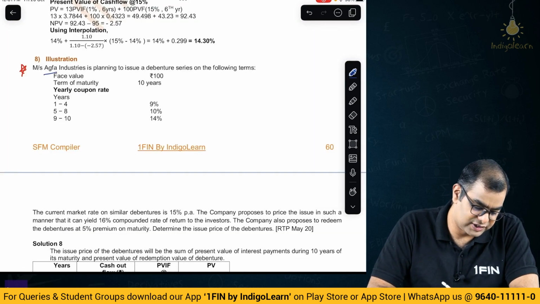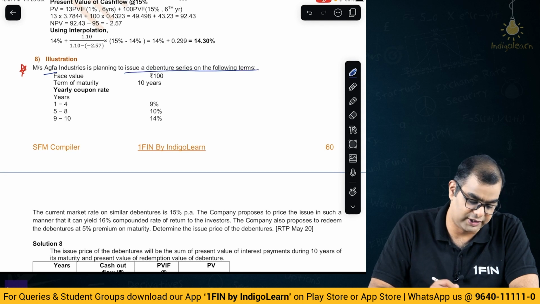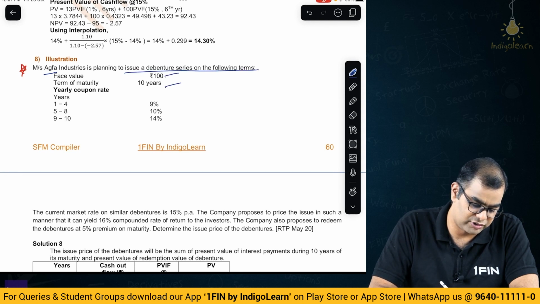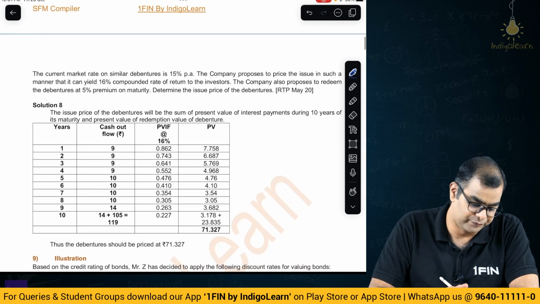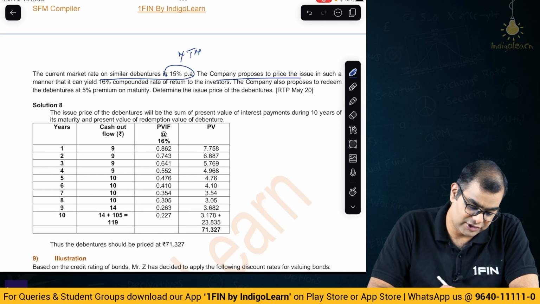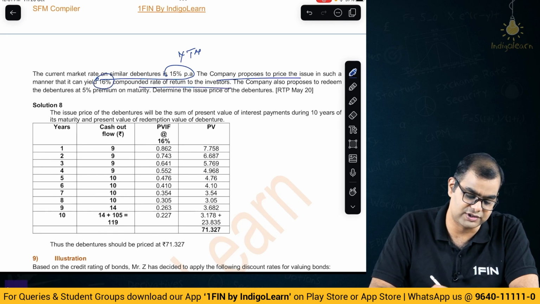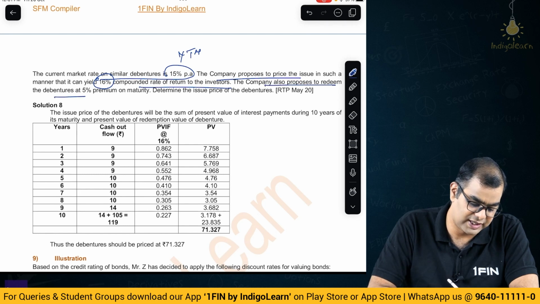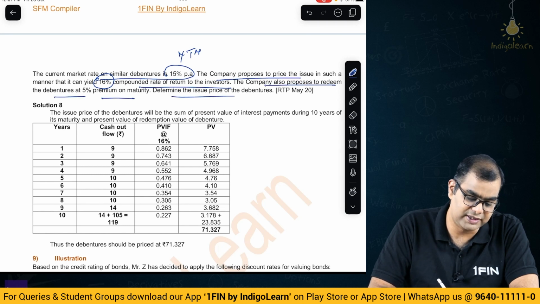Ms. Agfa Industries is planning to issue a debenture series on the following terms. Face value 100, maturity is 10 years, yearly coupon rate first 4 years 9%, next 3 years is 10%, last 2 years 14%. The current market rate on similar debentures is 15. So, why this is YTM. The company proposed to price the issue in such a way that it can yield 16% compound rate of return to the investors. The company also proposes to redeem the debentures at 5% premium on maturity, determine the issue price.